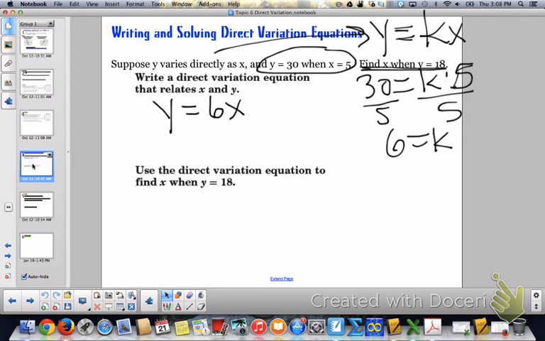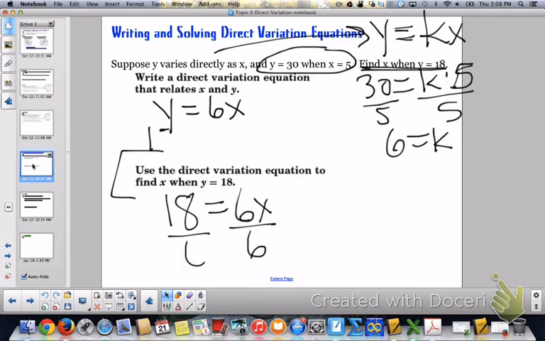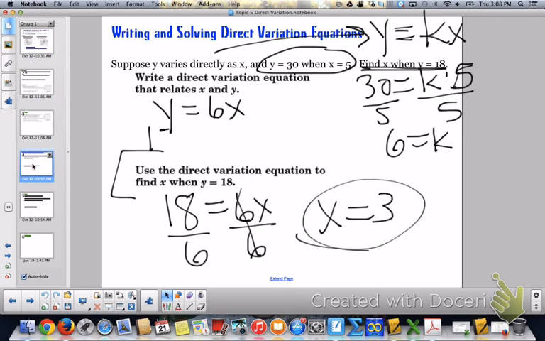Now, find x when y equals 18. So now we plug in 18. Right down here, use the direct variation equation to find x when y equals 18. 18 goes in for y, and we solve for x. Divide by 6, we get x equals 3. Okay, x equals 3. The next slide is your U-try.